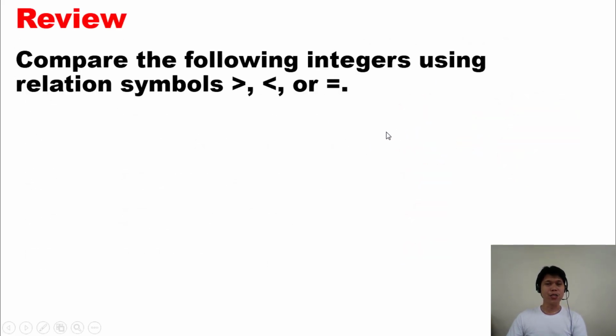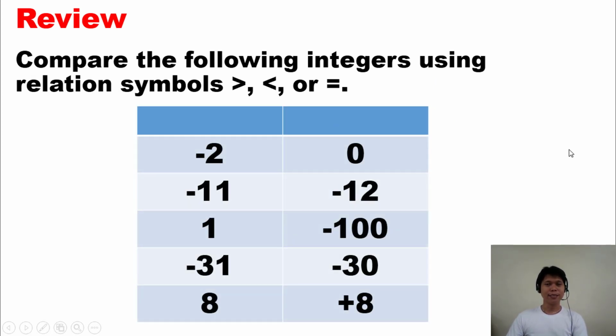Compare the following integers using the relation symbols greater than, less than, or equal. For number 1, 0 is greater than negative 2. Number 2, negative 11 is greater than negative 12, of course. Number 3, 1 is greater than negative 100. And negative 30 is greater than negative 31. And they are equal, 8 and positive 8, because a positive number can be written without the sign. Did you get all correct answers?